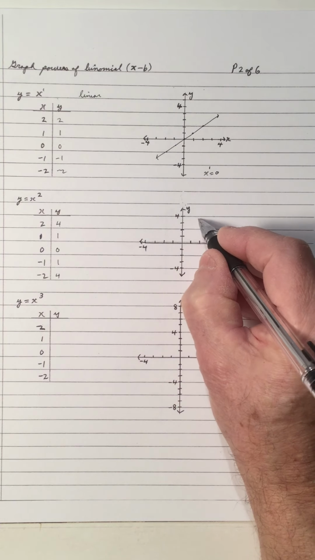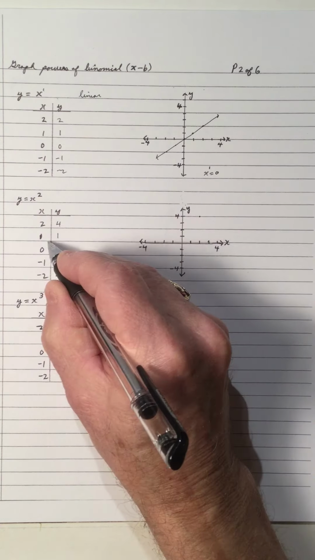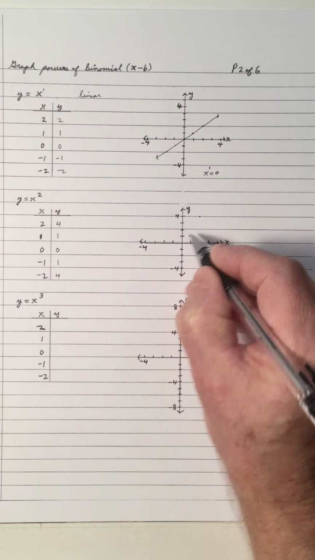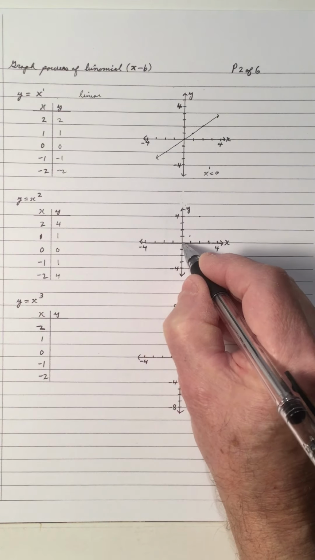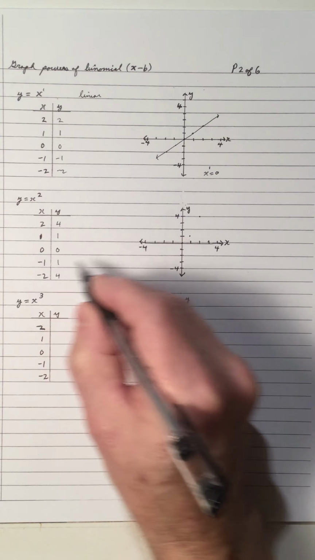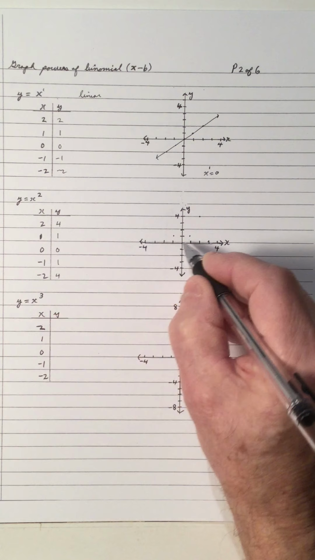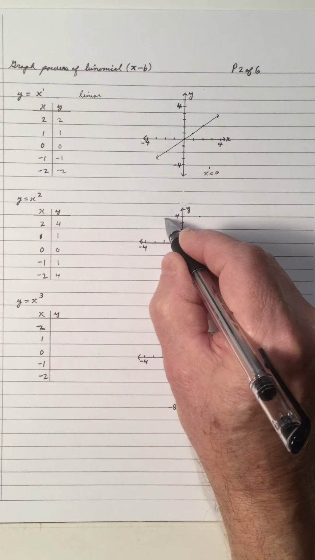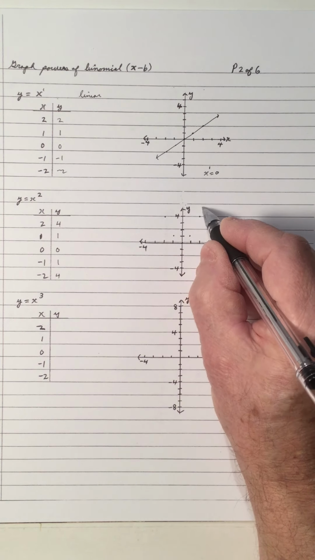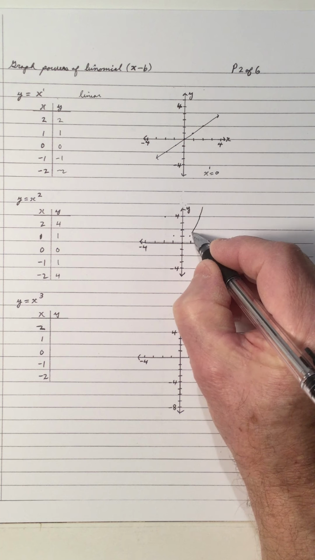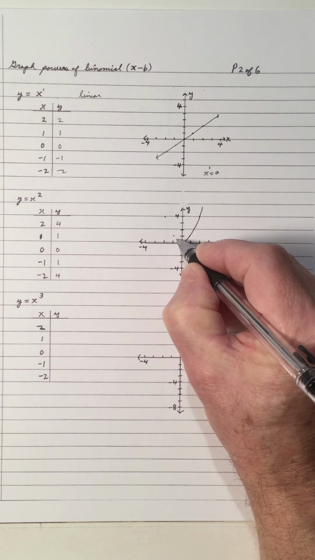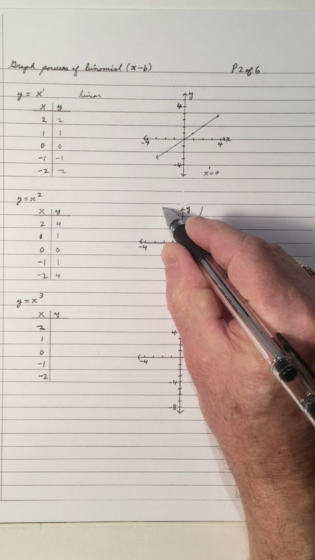2 gives 4. 1 is 1. 0 is 0. Negative 1 gives 1. X is negative 2, y is 4. And notice we've graphed this before. This is the basic or parent equation, the basic equation of a parabola.